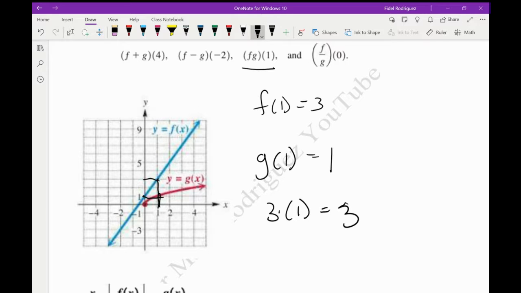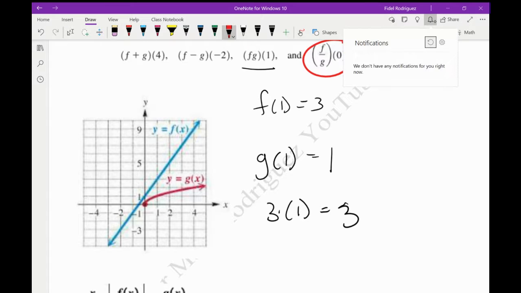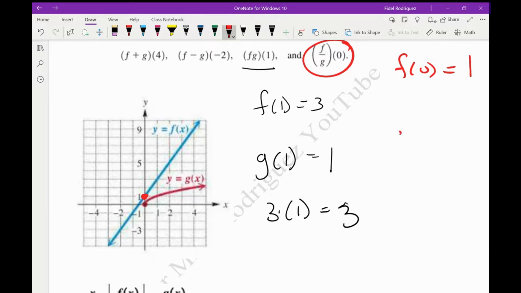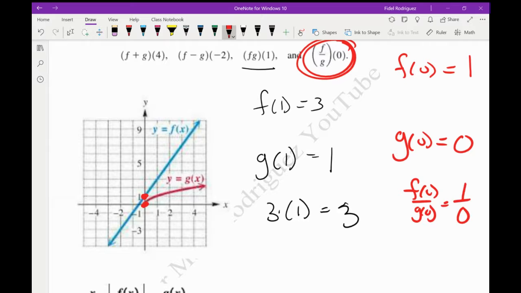Does that make sense? Okay, one last one, and then we'll call it a night. I'm going to go like this. F of 0, which means, right here, f of 0. I'm going to go up. What number did we hit? 1. Okay. G of 0. What number did we hit there? 0, right? Now remember, what are we doing with them? Okay, so f of 0 over g of 0 is 1 divided by 0.